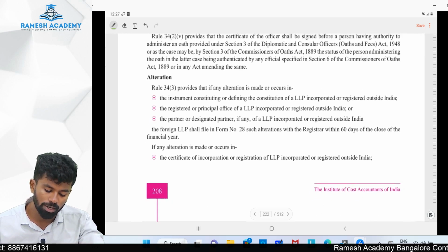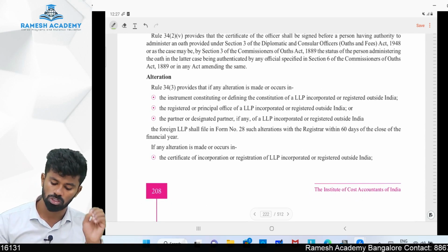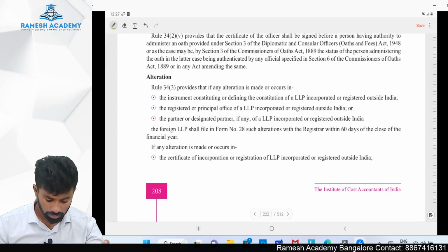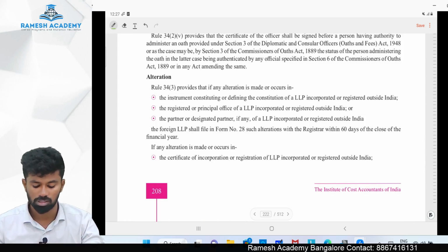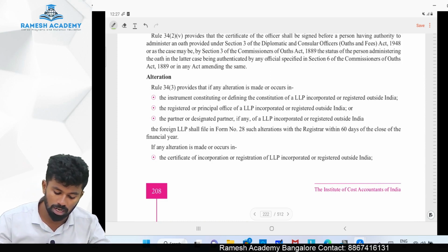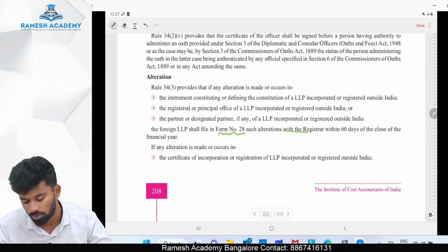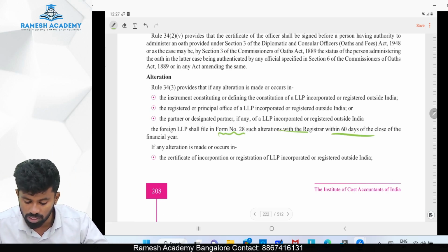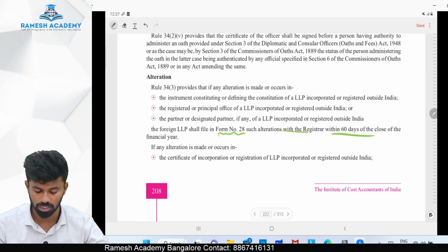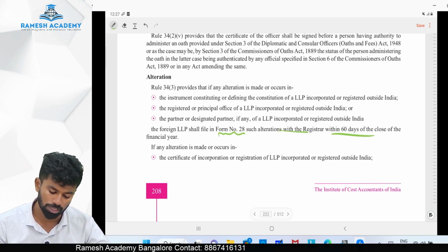Okay. The instrument defining the constitution of LLP, registered or principal office of LLP. The foreign LLP shall file form number INC 28 about such alteration with the registrar within how many days of close of financial year? Within 60 days of close of financial year.